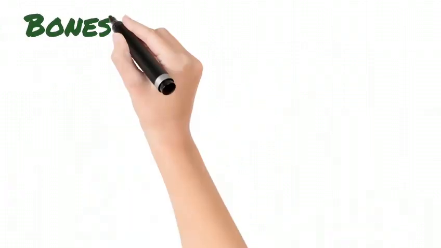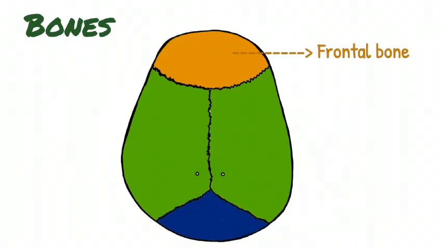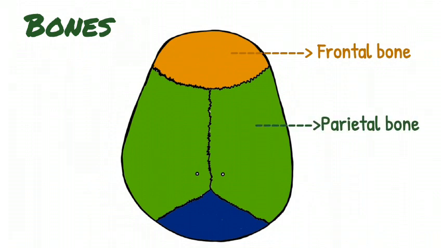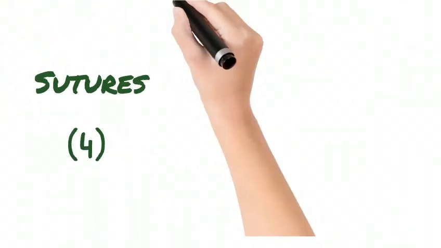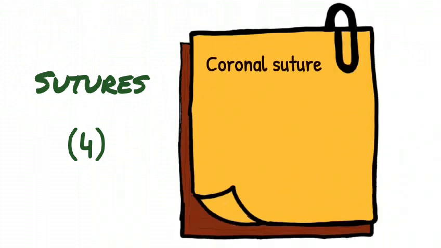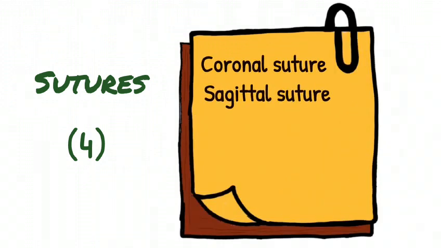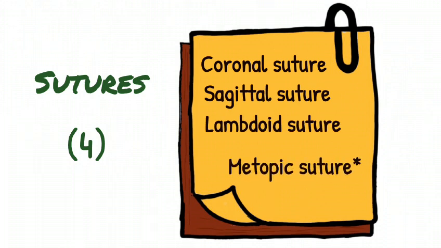The bones seen from the superior aspect are the frontal bone in the front, the parietal bone on each side, and posteriorly, the occipital bone. The sutures seen in Norma verticalis are the coronal suture, the sagittal suture, the lambdoid suture, and the metopic suture.